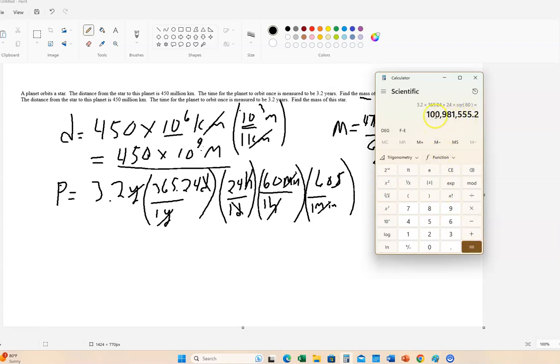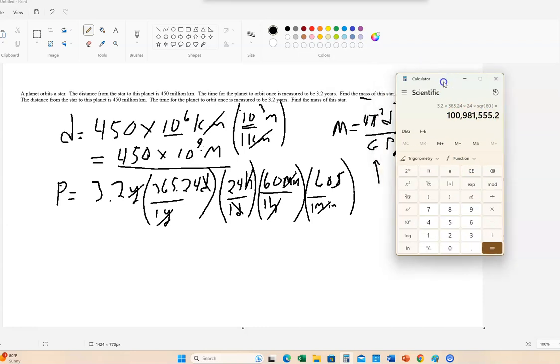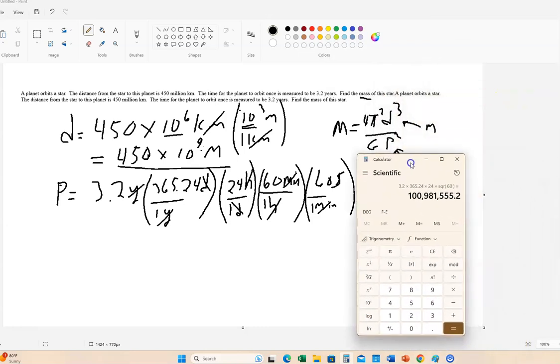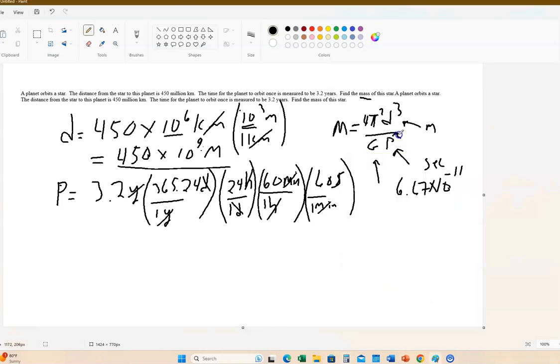That's the number of seconds. Let me move this over just a little bit. That's what we're going to put in for p. Remember, this p is squared. It doesn't really look like a 2, but the p has to be squared.